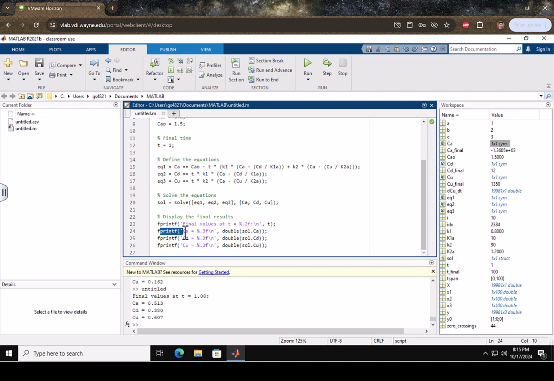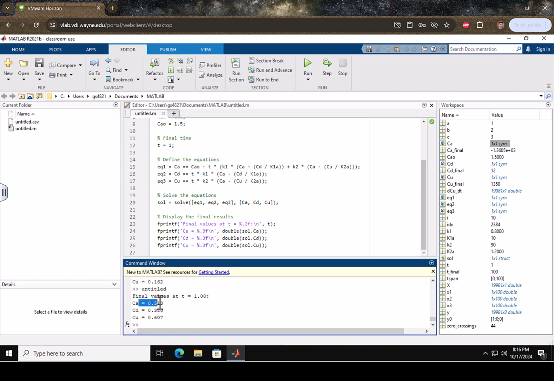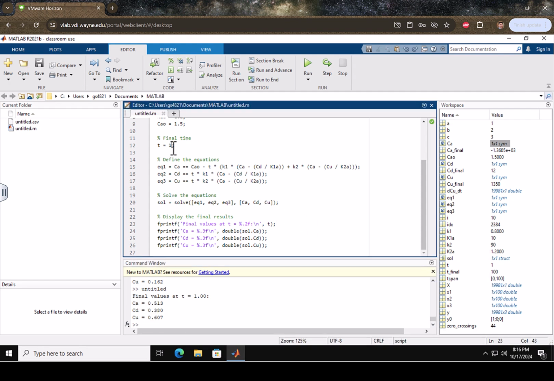Next, you're going to print out what the solved variable was. It's a double, so it means you want something with decimal places, not just a single number. You're displaying a double of the solved value of CA. So you're just saying, CA is this, CD is that, CU is that. You can then change the time. If you want to do 10, you can do 10. If you want to do 100, you can just add an extra 0, and then you can keep going.